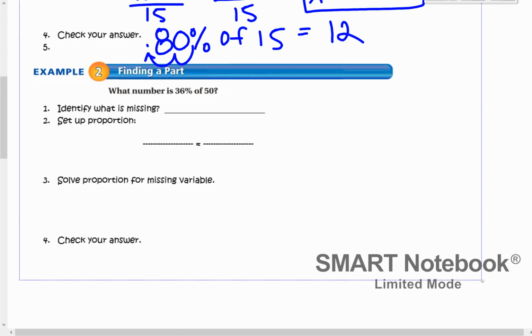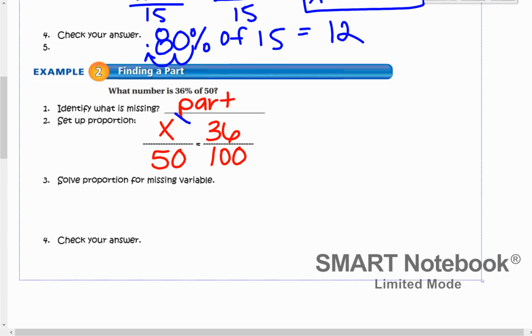Next kind of example is when we're missing the part. So what number is 36% of 50? We can already set up that 36 over 100 because we're given that percent. So we're missing that part, that top, because what number is equal to 36% when 50 is our whole?